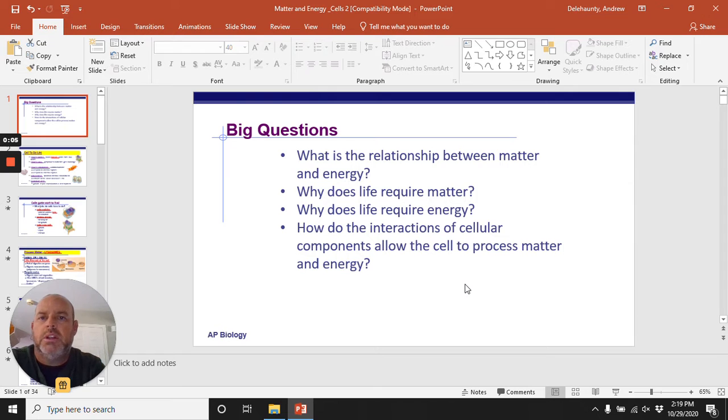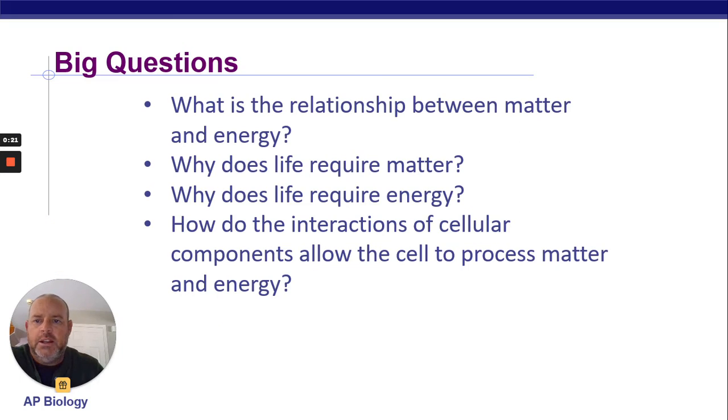We're gonna jump in here to the second set of notes for the cells unit. They're called matter and energy. So we're gonna talk about how some material is dealt with in the cell, along with how it deals with energy. There's some questions for you here on the front slide. The relationship between matter and energy. Why does life require matter? Why does life require energy? And then how do interactions of cellular components allow the cell to process both matter and energy?